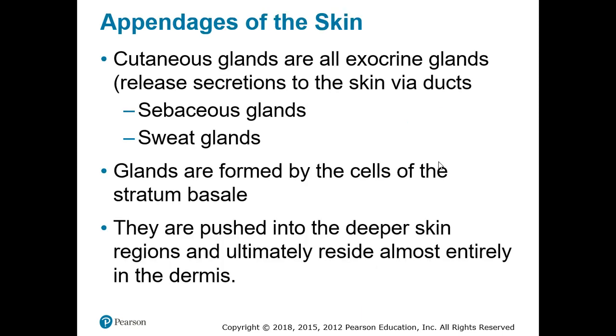So let's first talk about cutaneous glands. One thing to know about cutaneous glands is that they are all considered exocrine glands. Exo means that they're going to have ducts. They have ductwork. The secretions that they release are released through ducts either onto the skin or near a hair follicle in the terms of integumentary system. There are two specific types of cutaneous glands that we're going to talk about. The first one is sebaceous glands and the second one is sweat glands.